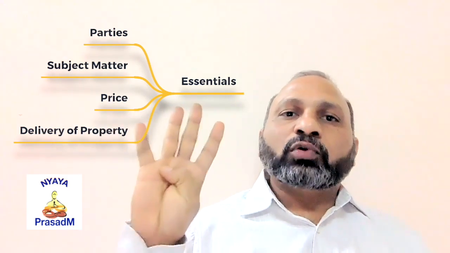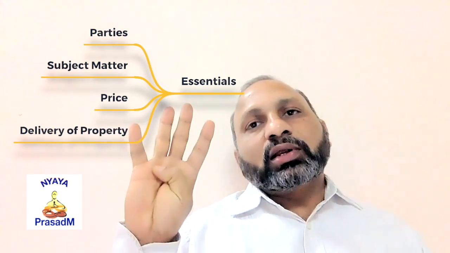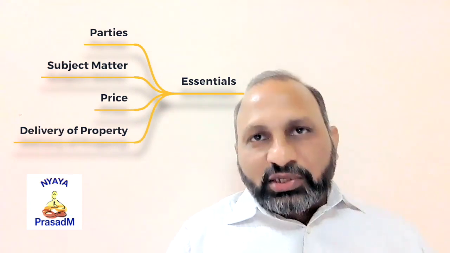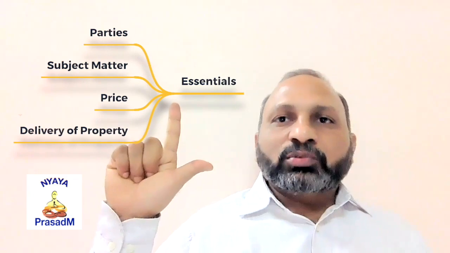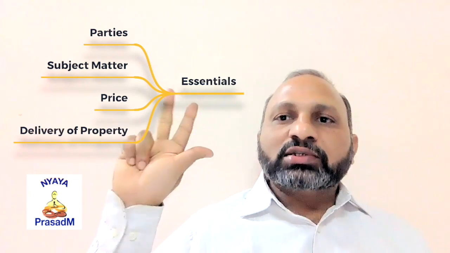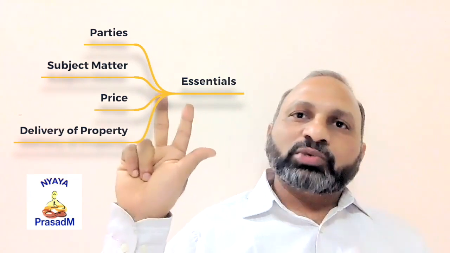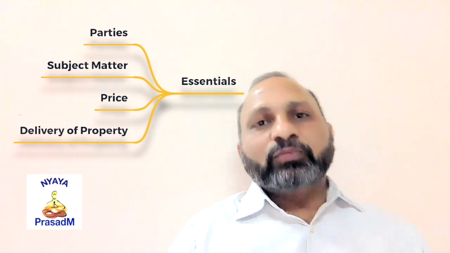We need four essentials for a sale transaction. The first one is two parties. Second one is there should be a subject. Third one is there should be a price associated with it, or a consideration should be there. And then the fourth one is delivery of property.